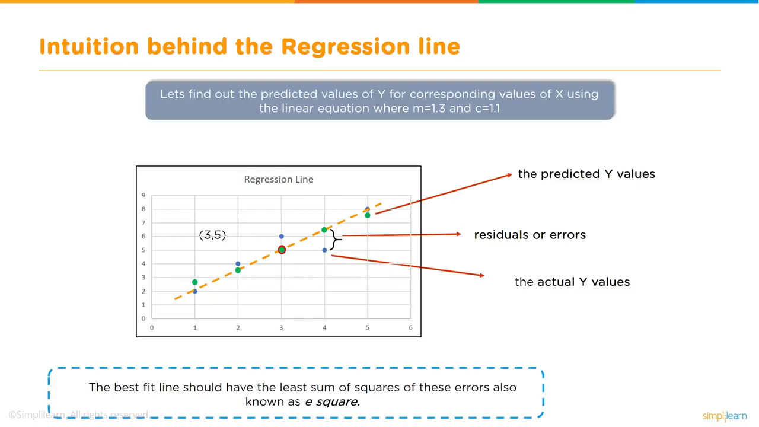Let's find out the predicted values of y for corresponding values of x using the linear equation where m equals 1.3 and c equals 1.1. The best fit line should have the least sum of squares of these errors, also known as e square. The predicted y value, residuals or errors, the actual y values. So one of the things we're looking at when we put this information together is we want these distances to be minimized, so it has the smallest amount of error possible.